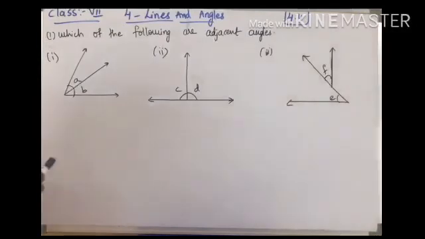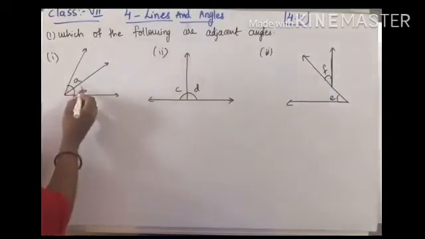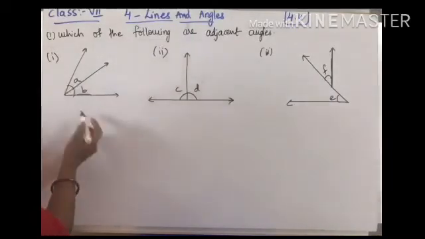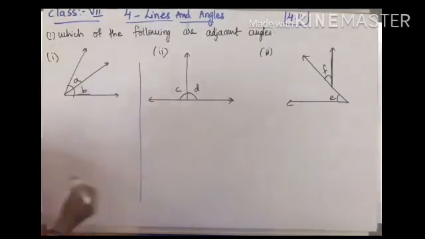Before doing this sum, what are adjacent angles? Two angles are said to be adjacent if they have a common arm and a common vertex. Then the two angles are called adjacent angles. If you see the first figure, here angle A and angle B are given, children. Can you say these two are adjacent angles?